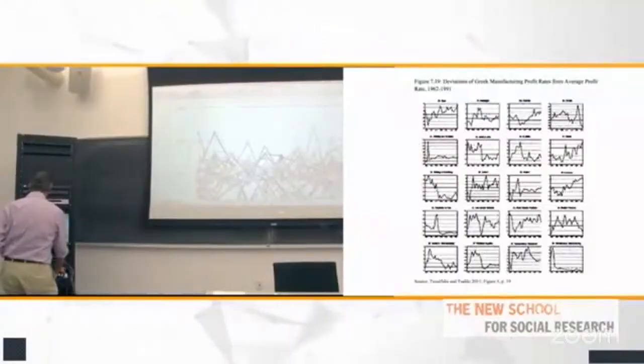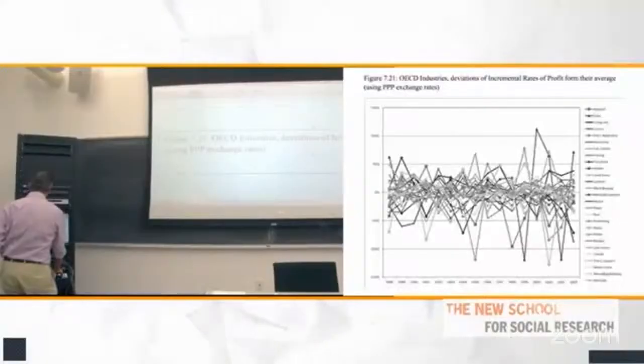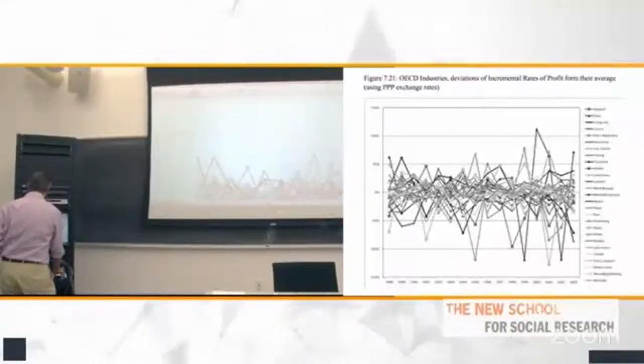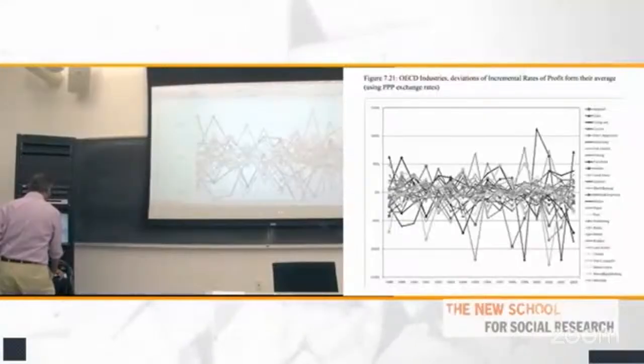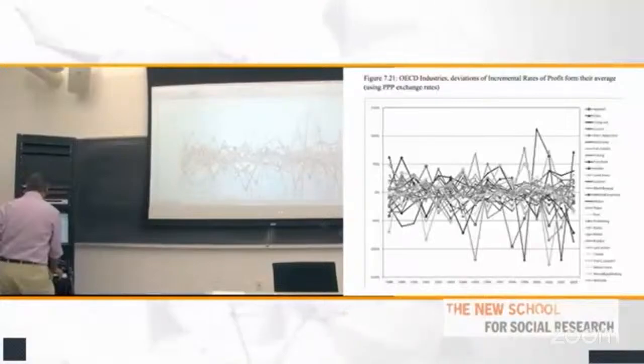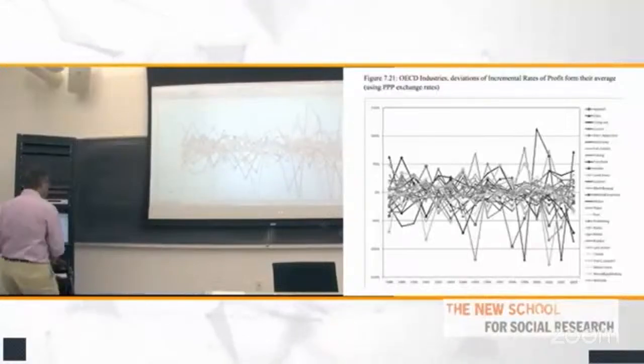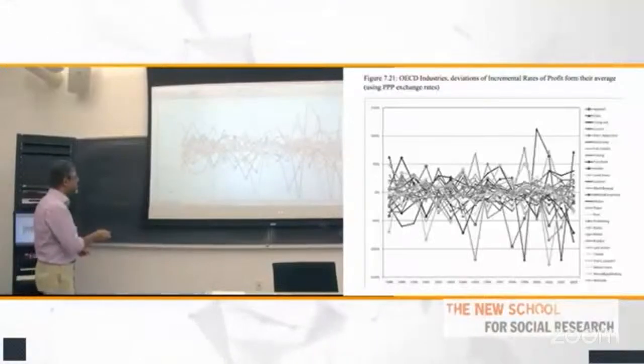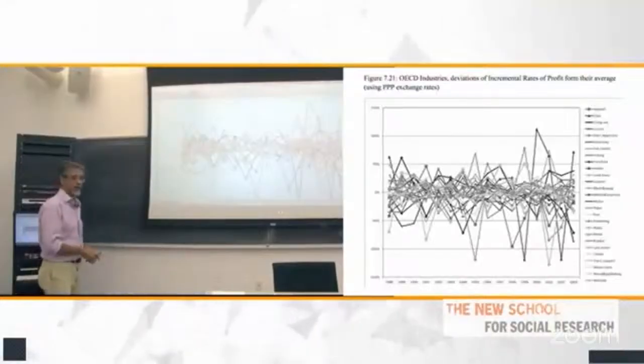Here's another set of data, which is incremental rates of return from the OECD. I updated the data. The OECD, unfortunately, doesn't publish capital stock data anymore. So we couldn't do this for average profit rates, but it does publish investment data, so we could do it for incremental profit rates. And again, you can see the tremendous amount of crossing back and forth.